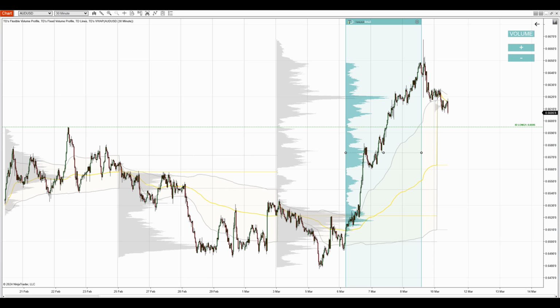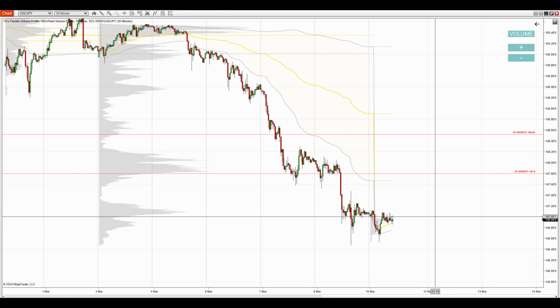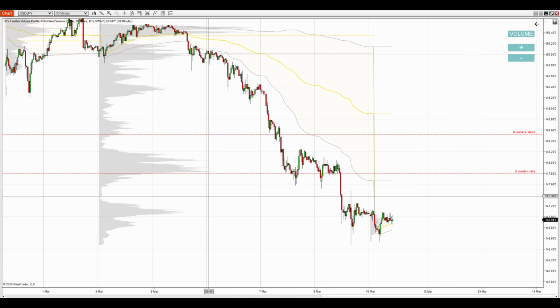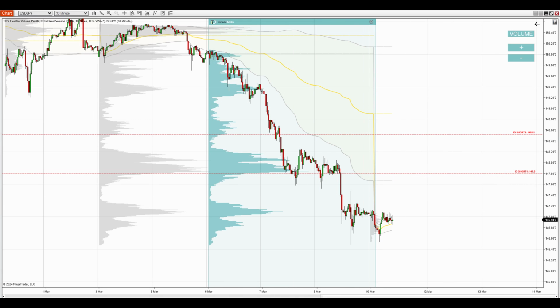Now, on to the next trading idea. The next one is on the US dollar Japanese yen, and this is a level which is also based on a trend setup, but in this case it is based on very heavy volumes. So this is the trend, and the heavy volume zone is this one.